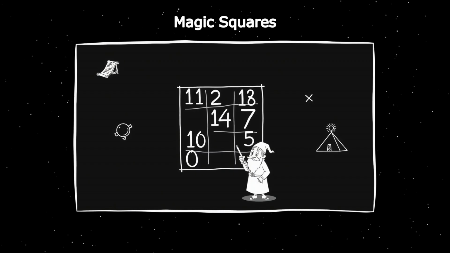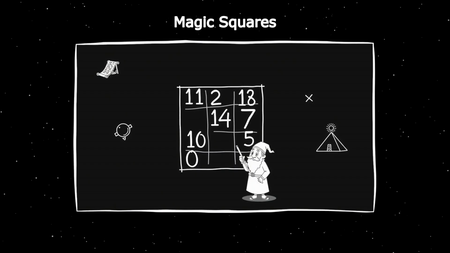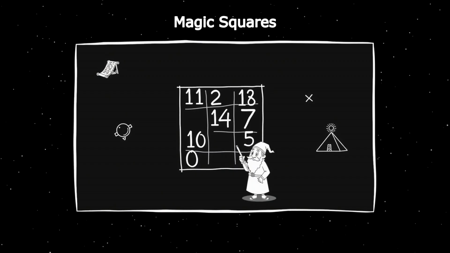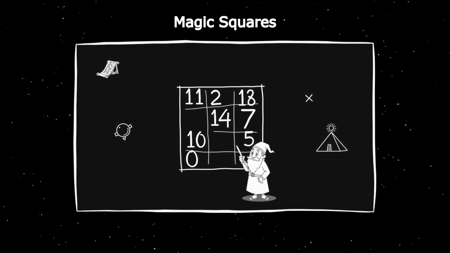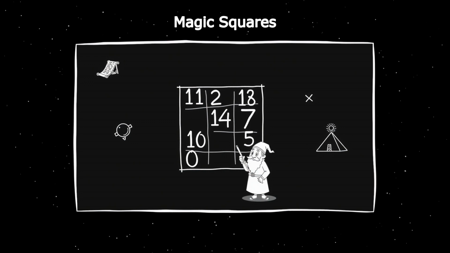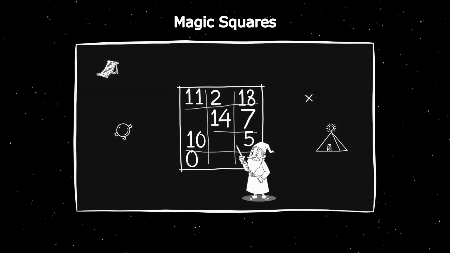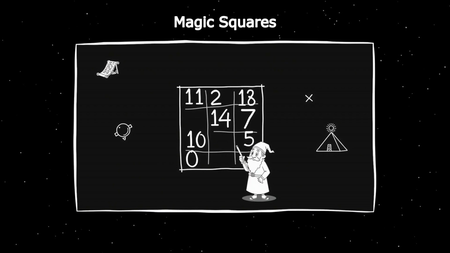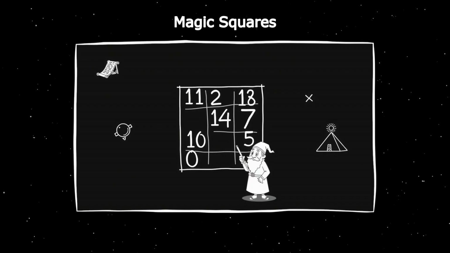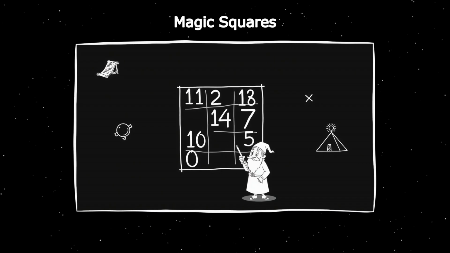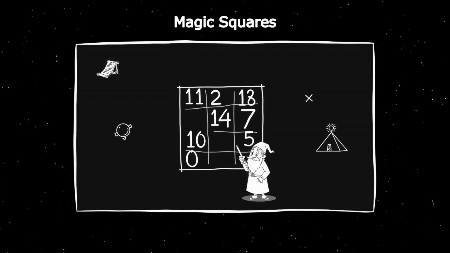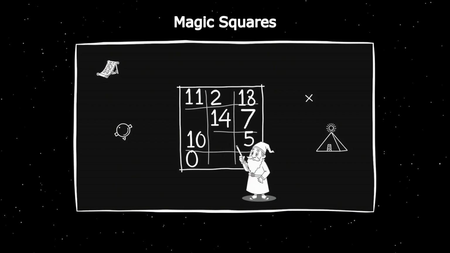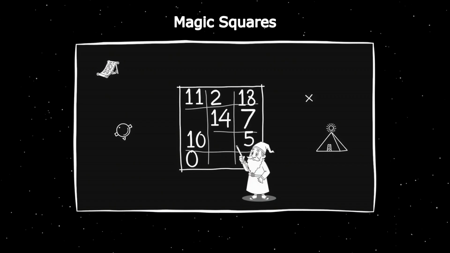These intriguing mathematical constructs exist as square grids filled with distinct integers, arranged in such a way that the sums of the numbers in each row, column, and both main diagonals are equal. This constant sum is known as the magic constant or magic sum. The beauty of magic squares lies not only in their mathematical precision, but also in their cultural significance and historical narratives.